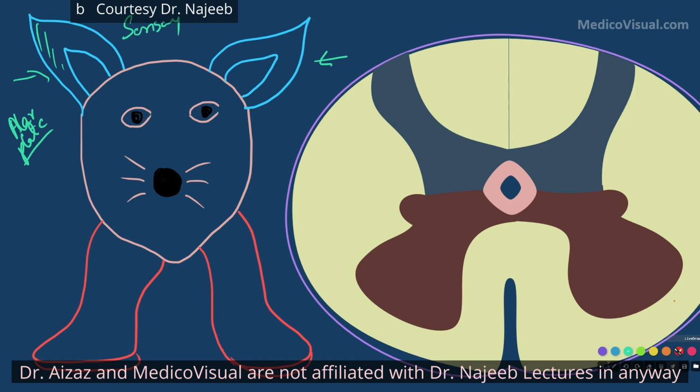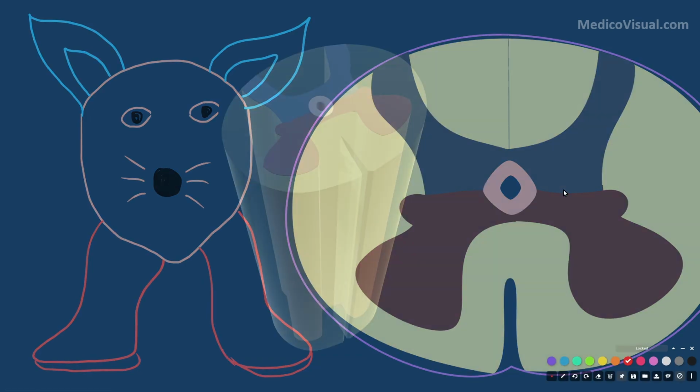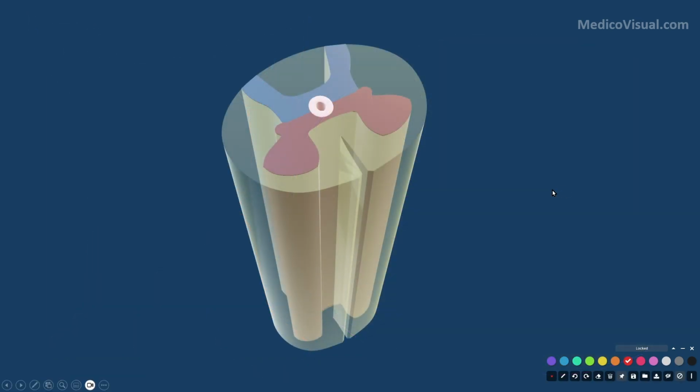And then these legs denote the motor component. So these are the basal plates. If you draw a diagram like this, you can remember this. Hats off to Dr. Najib for coming up with this beautiful mnemonic. It's not my creation. Full credit goes to Dr. Najib for this. So let's move forward and see the 3D model of the spinal cord.